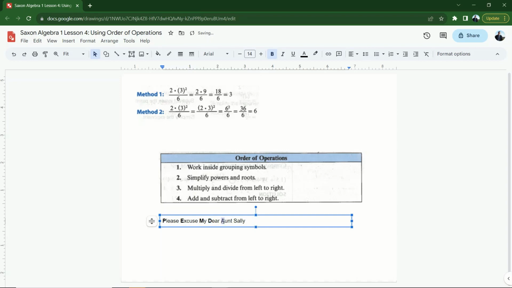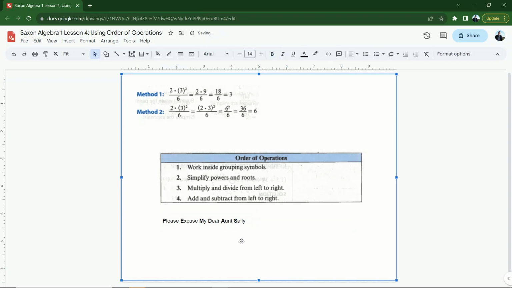There we go. And then addition and subtraction are the last thing you do. They have the same priority as each other. You just do them from left to right. Please excuse my dear Aunt Sally or Sarah.